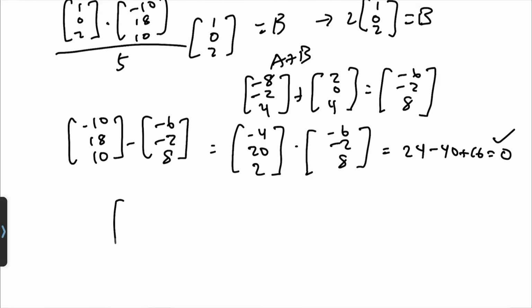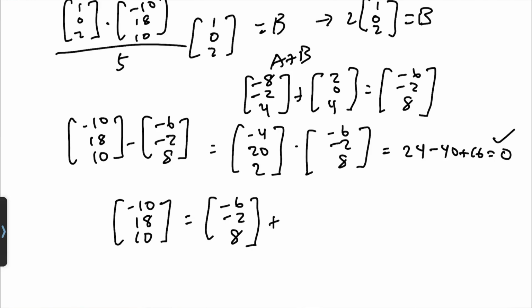So to finish off, let's just write out the orthogonal decomposition here. So negative 10, 18, 10, which is the original, is equal to negative 6, negative 2, negative 8, which is the projection, plus negative 4, 20, and 2. And obviously we could check this as well, like negative 6 minus 4 is negative 10, and it all works out.